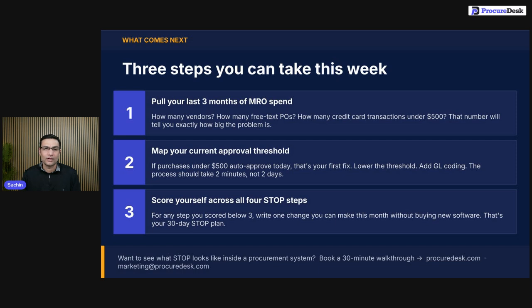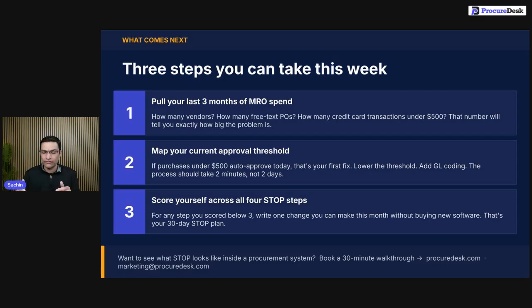So here's just to summarize the takeaways from this. If you don't remember anything, remember this. These are the three things you can implement this week. Number one is pull the last 3 months of MRO spend and understand how many vendors you have, how many free text POs you have. Is there an opportunity for reducing the spend or tightening the process? If I'm starting today, I would look at how many purchases are under 500, how many are between 500 and 10,000, and things like that. So that's number one. Understand your spend. Number two is understand your current thresholds.